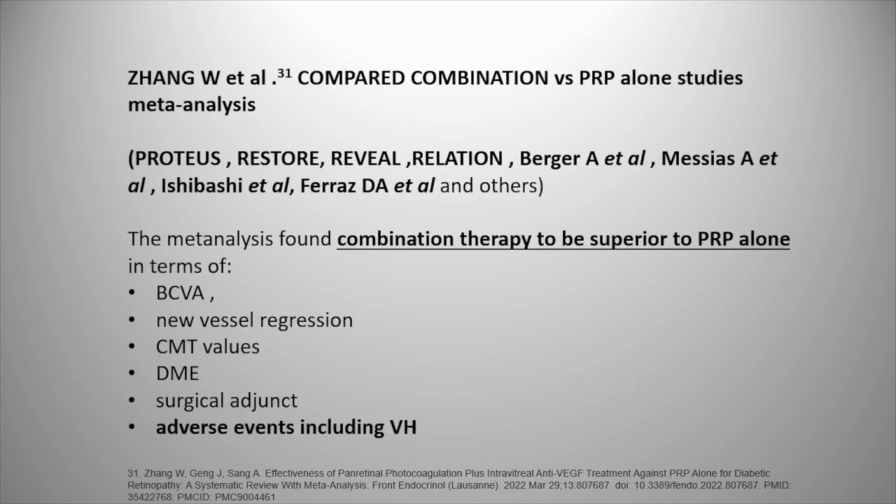Zhang W et al. made a meta-analysis of combination treatment of PRP with anti-VEGF versus PRP alone. Multiple studies like Proteus, Restore, Reveal, and others were included in this meta-analysis. They found the combination therapy to be superior to PRP alone in terms of best corrected visual acuity, new vessel regression, CMT values, DME incidence, as a surgical adjunct, as well as adverse events which included vitreous hemorrhage.